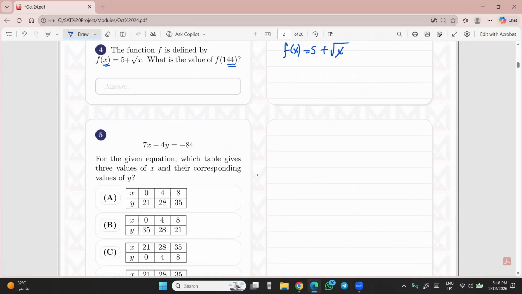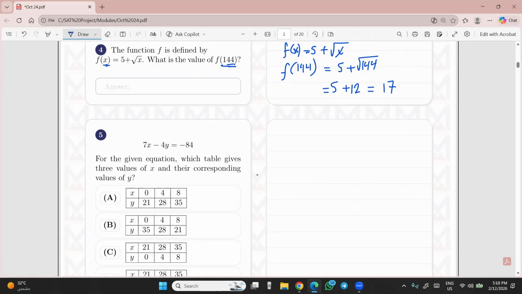So we can do that on both sides. f of x can be replaced by f of 144, and this is the requirement, is equal to 5 plus the square root of 144. And we know that the square root of 144 is equal to 12. So we have 5 plus 12, which gives the answer of 17.